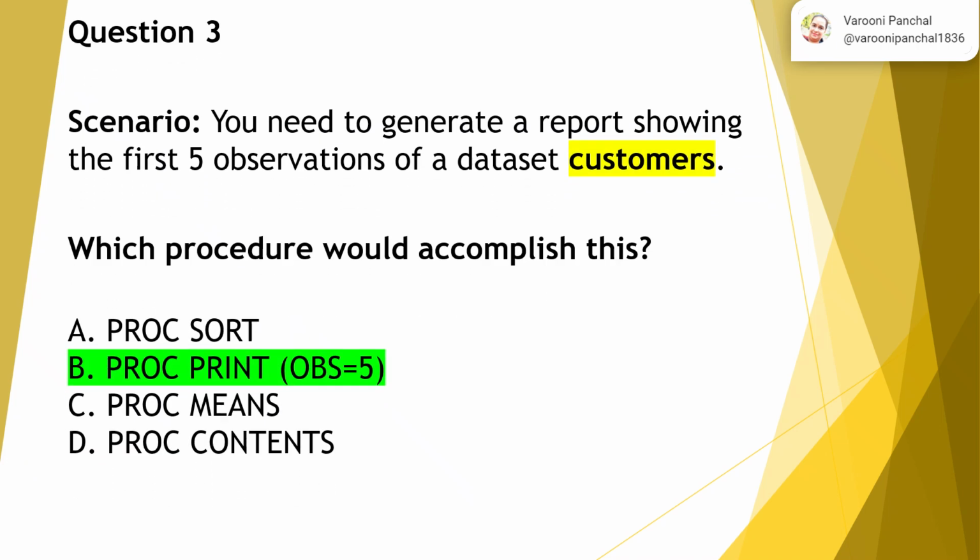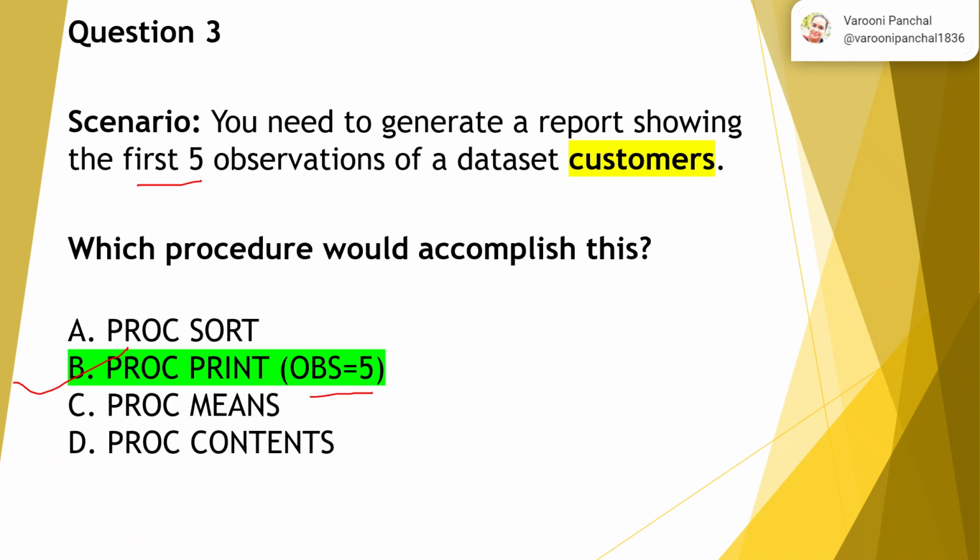Question 3. Scenario. You need to generate a report showing the first 5 observations of a dataset customers. Which procedure would accomplish this? Now the option here is B, proc print obs=5. The reason is the answer itself is in the question. Wherever it is saying first 5 observations, here it is saying obs=5.